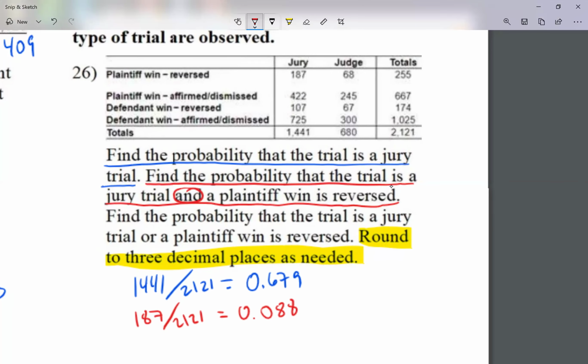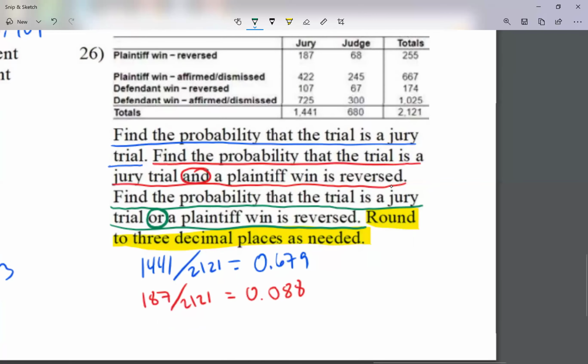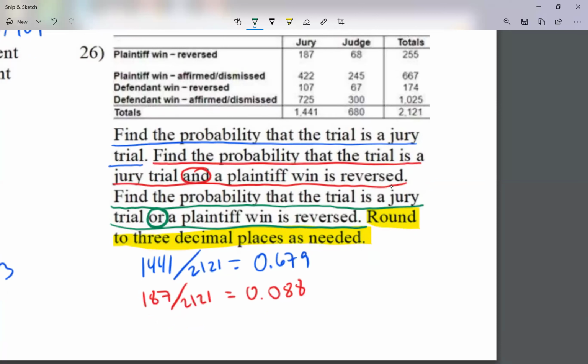Now my last case, because there's 3 questions I said, let's do it in green. Find the probability that the trial is jury trialed or plaintiff win is reversed. Oh, keyword, or. So how many of these are jury trialed? 1,441. How many the plaintiff win is reversed? 187 and 68, right? I'm not going to count the 187 because it's part of the jury. Remember, when I say jury, I'm counting all of these. However, I do look at this 68 because that's the plaintiff win is reversed.